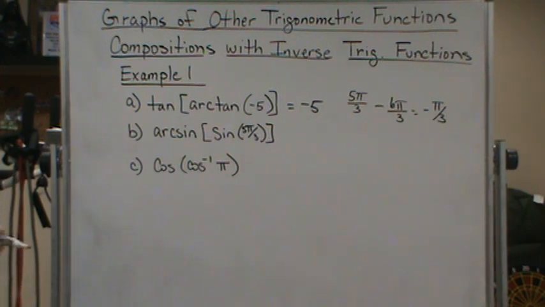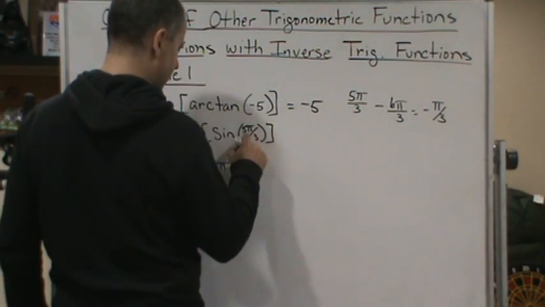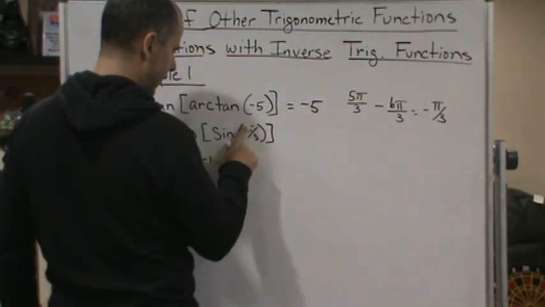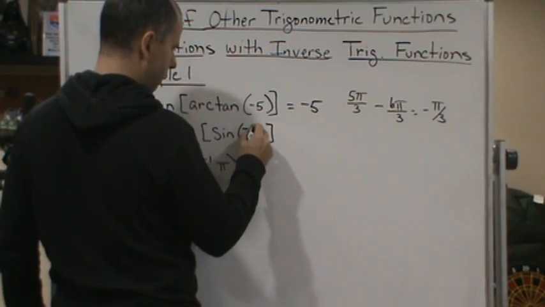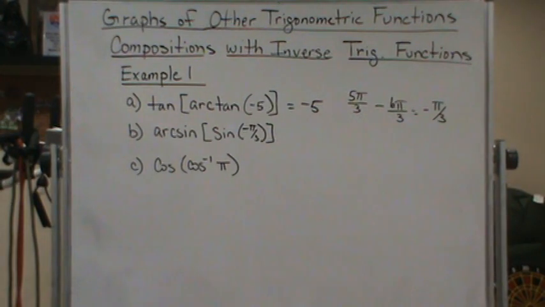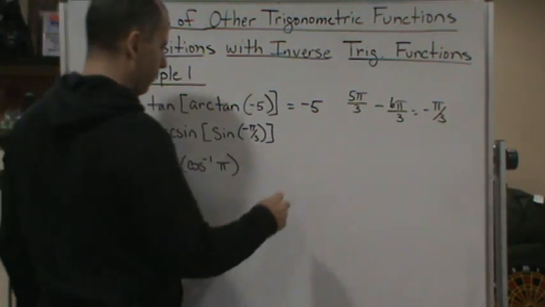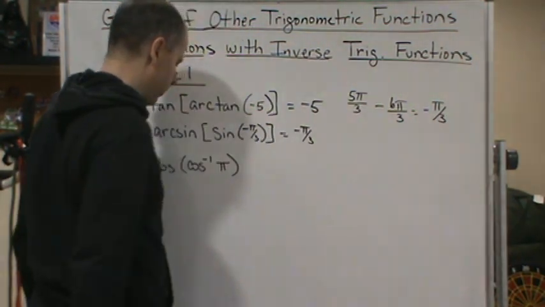So now we can replace this with negative pi over 3. It's coterminal, so there's nothing wrong with doing that. And so guess what? Now that we can apply the property, this is going to be negative pi over 3.